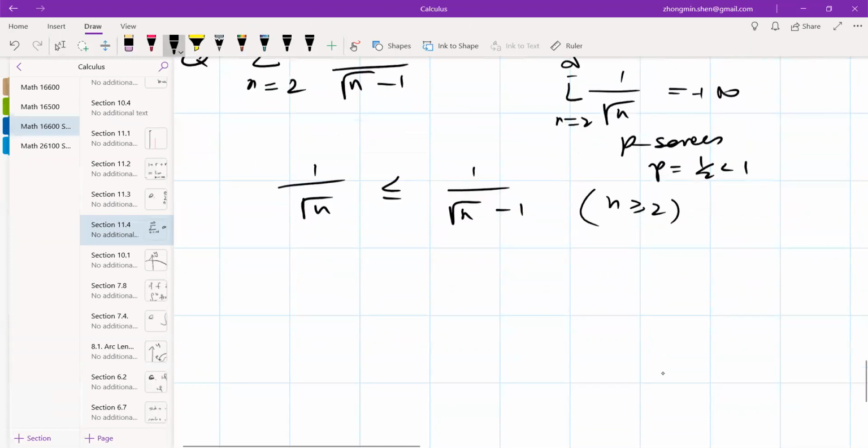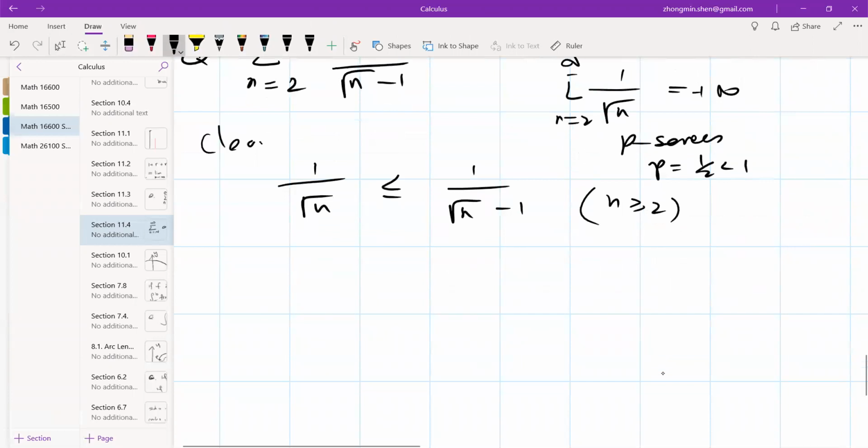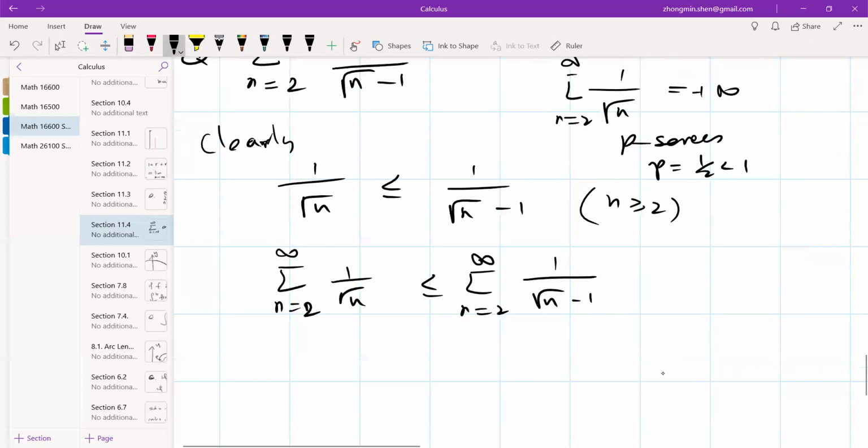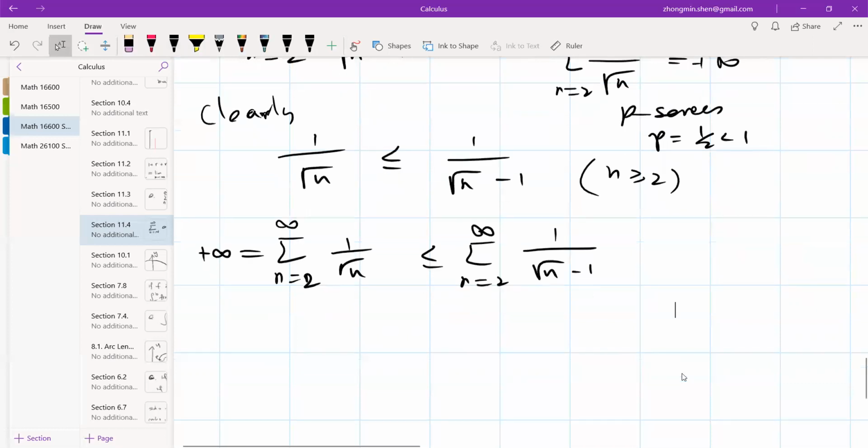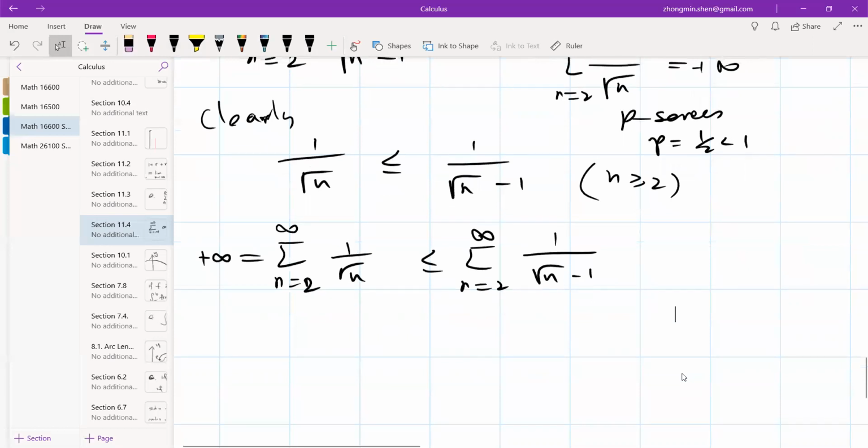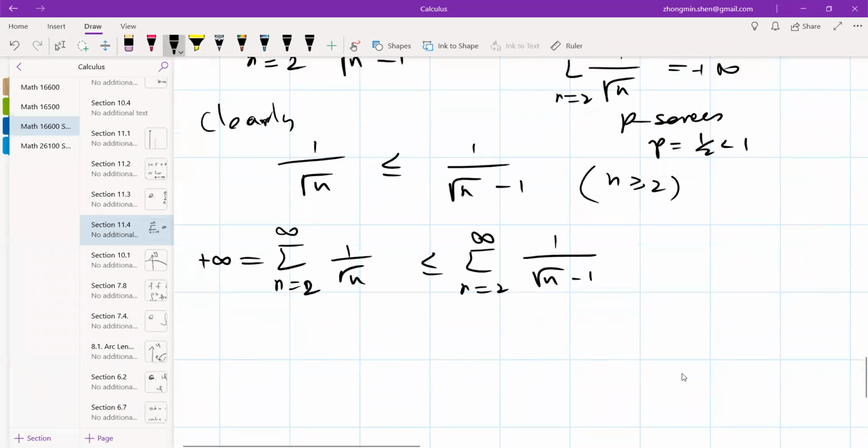So then this is clearly true. Then you put the infinite sum on both sides. This side is infinite, so it pushes the other side to infinity. So this implies divergent.